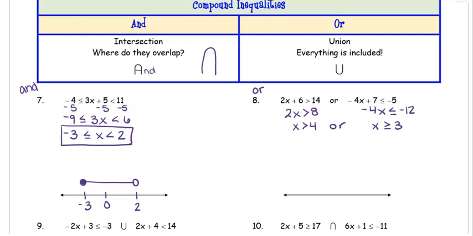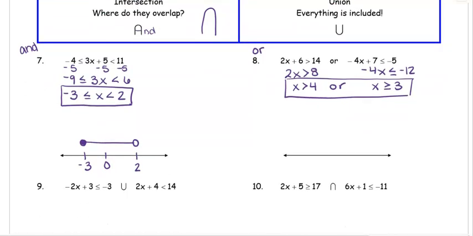Notice that we flipped that inequality sign. When you are writing your final solution here, you need to have that linking word. You need to have the OR there. We need to know what kind of compound inequality it is going to be. So let's go ahead and plot these.